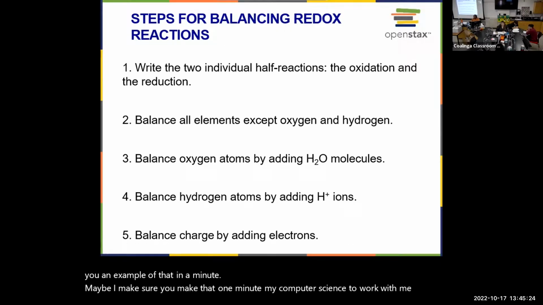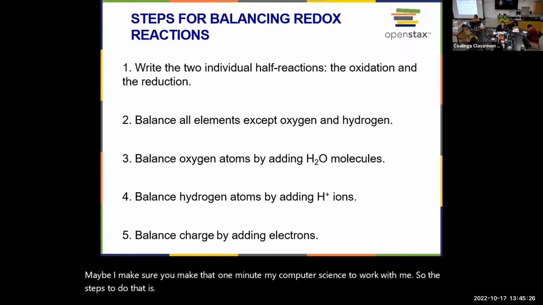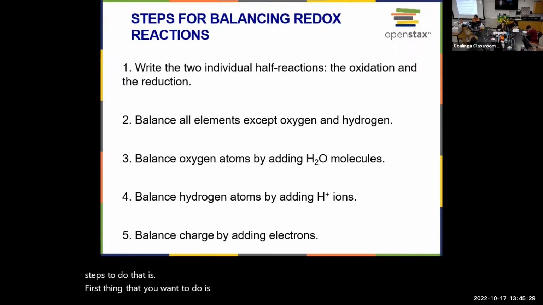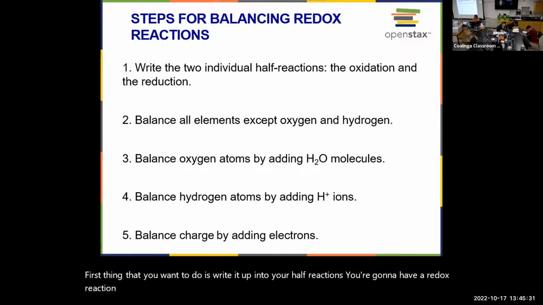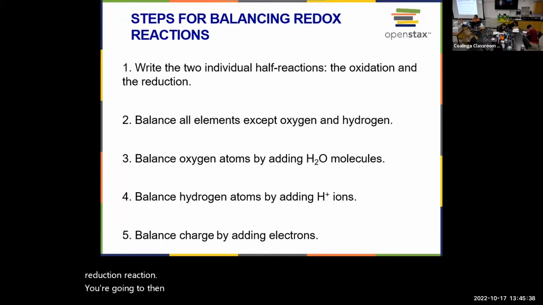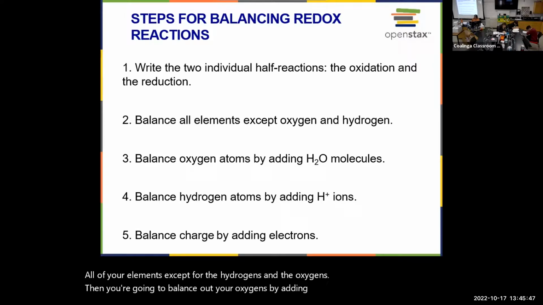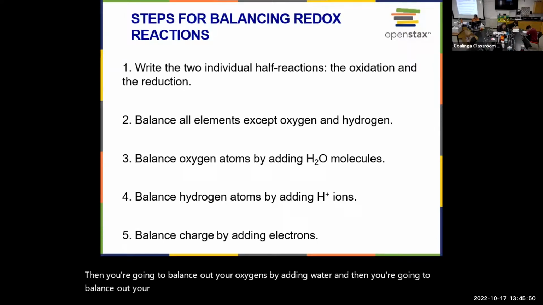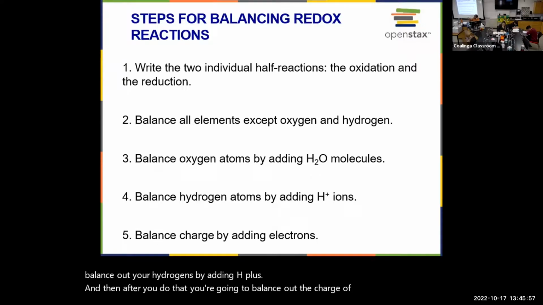So the steps to do that is, first thing that you want to do is write it up into your half reactions. You're going to have a redox reaction. You're going to have an oxidation reaction and a reduction reaction. You're going to then balance out all of your elements except for the hydrogens and the oxygens. Then you're going to balance out your oxygens by adding water. Then you're going to balance out your hydrogens by adding H+. And then after you do that, you're going to balance out the charge of the whole reaction by using electrons.